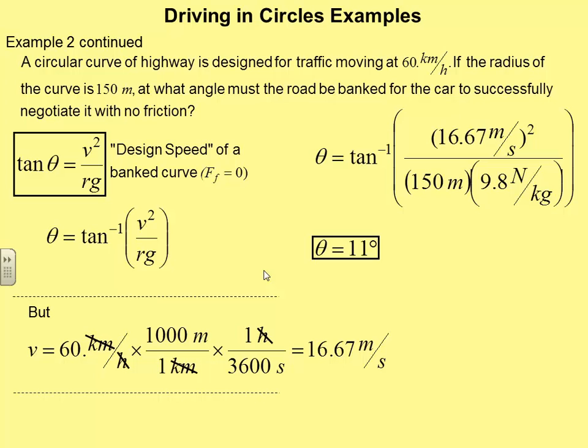So if this curve is banked at 11 degrees, and you hit it going 60 kilometers per hour, and there's no friction at all, you ought to be able to just slide around the curve and come out the other side. If there's friction, which there will be in most cases, friction will help you, like you saw in example 1, and then you could go even faster. So I hope you've enjoyed learning about driving in circles.